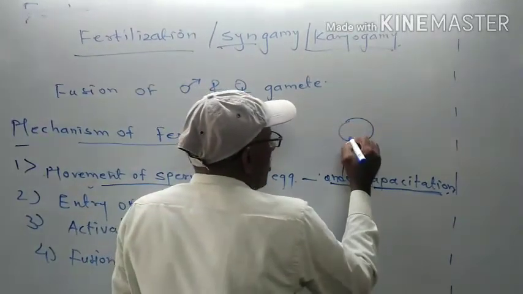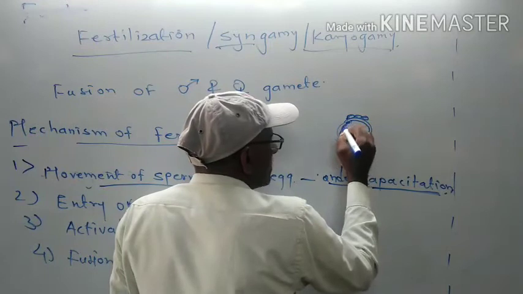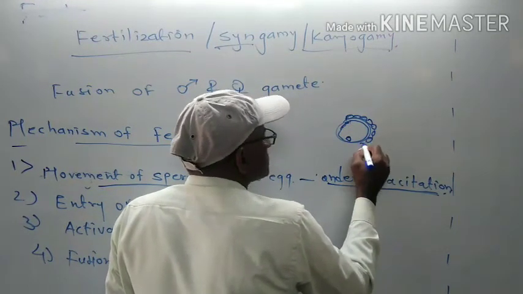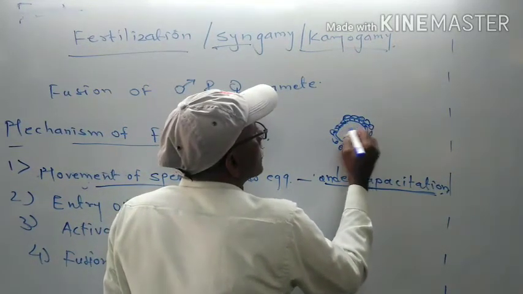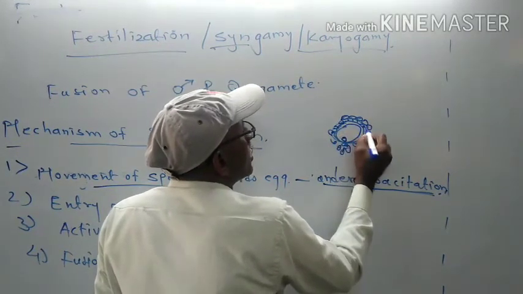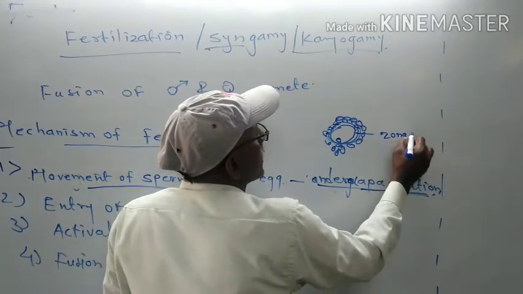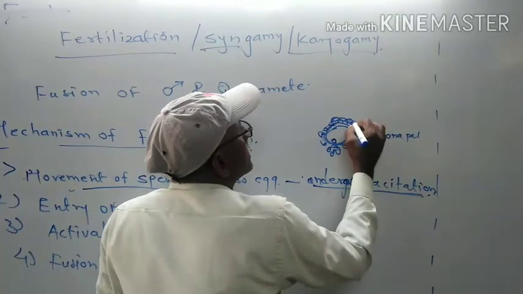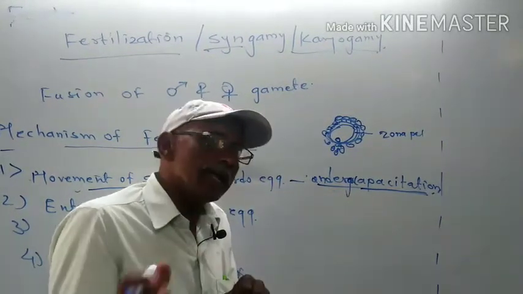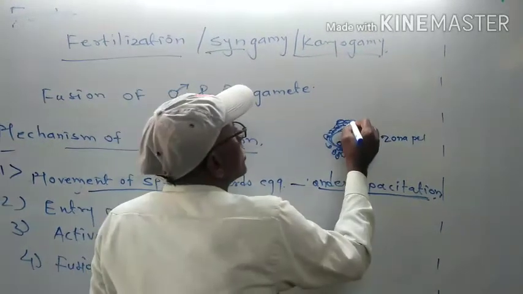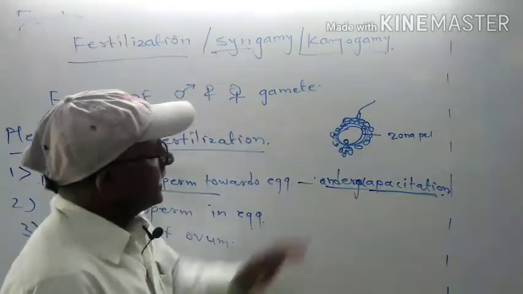So suppose this is the ovum here. This is the corona radiata, and inside it is the zona pellucida. Many sperms reach this ovum; it is not only one sperm that reaches. So at this time, what happens?